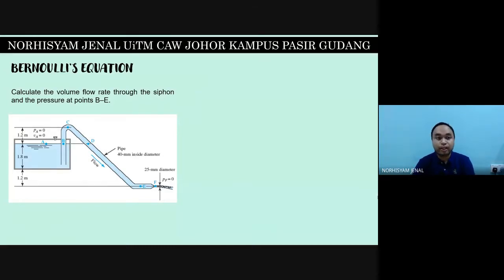Alright, so today we will be continuing with Bernoulli's equation. Last class we learned about conservation of mass and conservation of energy. So the Bernoulli equation is the equation related to the conservation of energy. To remind you, the equation for Bernoulli should be like this: P1 over rho g plus Z1 plus V1 squared over 2g equals P2 over rho g plus Z2 plus V2 squared over 2g.